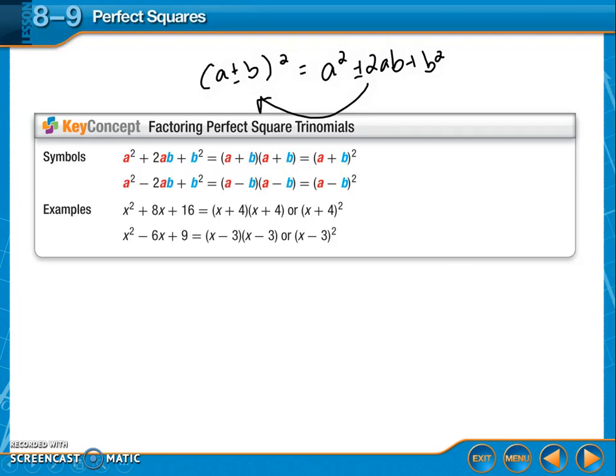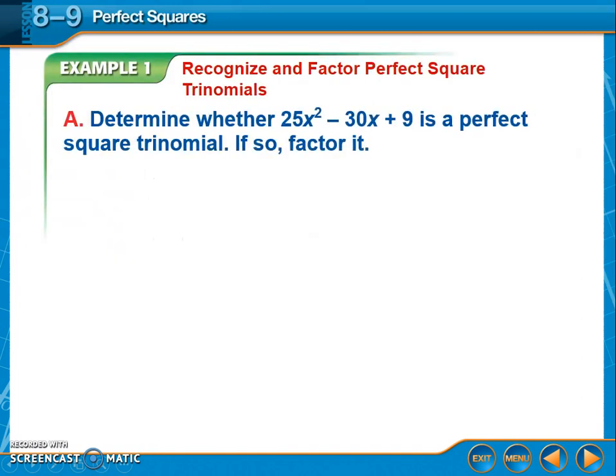Basically, we want to look at our first term and our last term and see if they're perfect squares. Then we take the square root of the first term and last term and multiply them together times 2, and if that's our middle term, then we know it's going to work. So let's do an actual example.